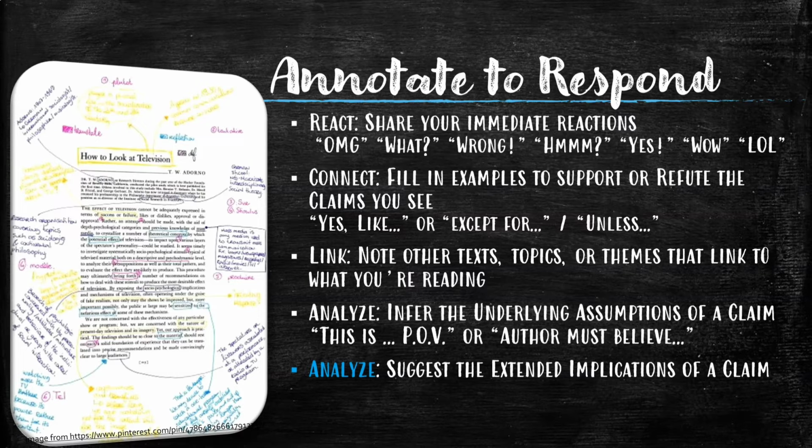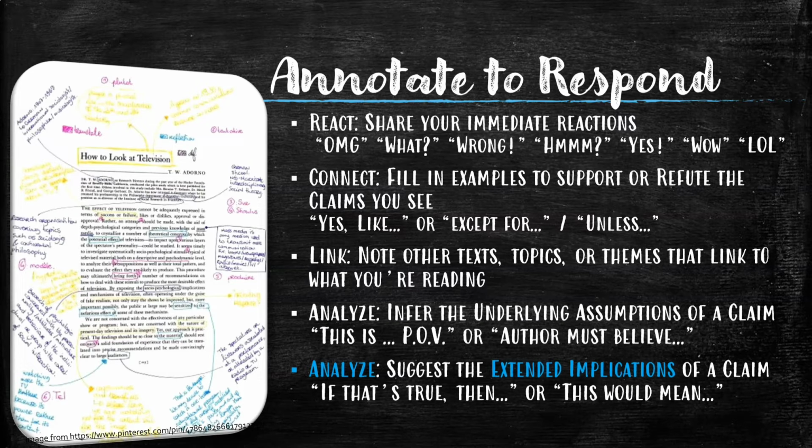So extended implications are what would happen if. So we could use phrases like, if this is true, then this would be the result. So if this claim is right, then these things will happen. Or we could say something like, we read a claim, the author has said something, we want to dig deeper, and we might say, well, if this is the case, then that would mean these consequences or these follow-up results. So we might just react on the surface. We might connect with our personal examples. We might make links to other things we've encountered, or we might analyze the underlying assumptions or the extended implications as we respond to a text.